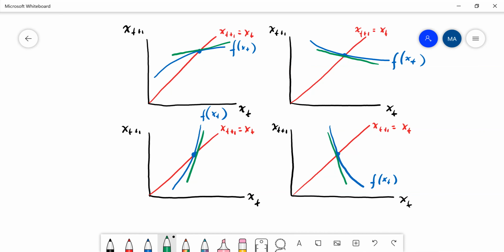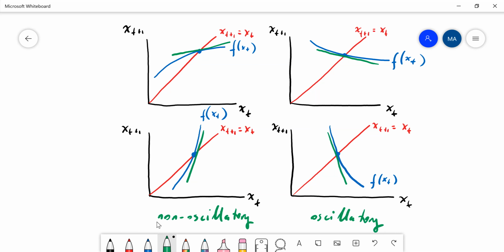Now, if the derivative is positive, the dynamics are non-oscillatory. So here the derivative is positive on the left panel at the top, and at the bottom the derivative is positive, so it is non-oscillatory. And here the derivative is negative, so it is oscillatory. I will explain what this is.